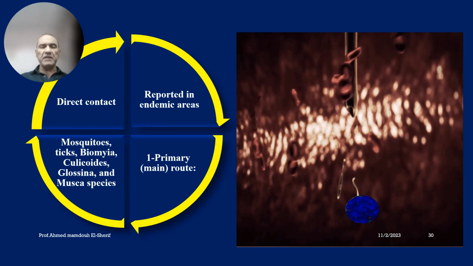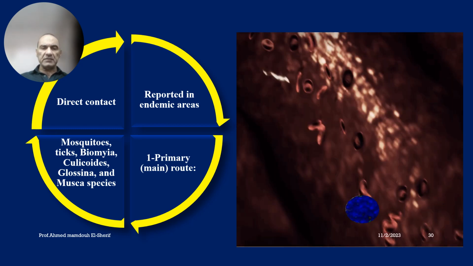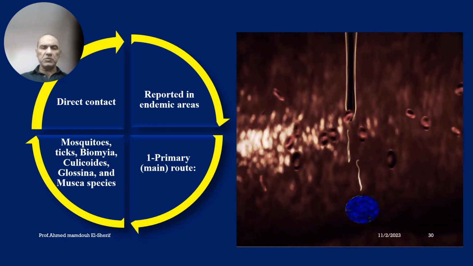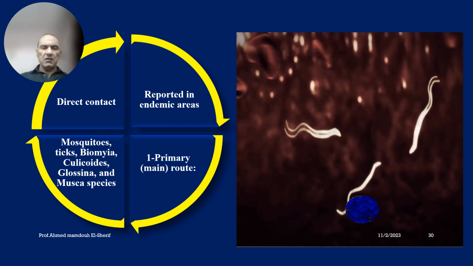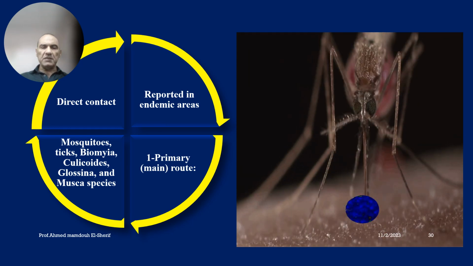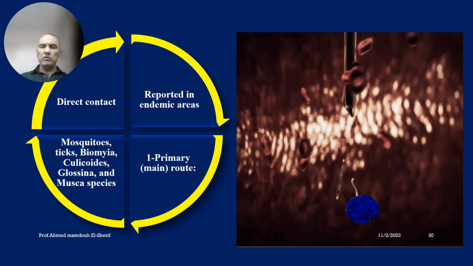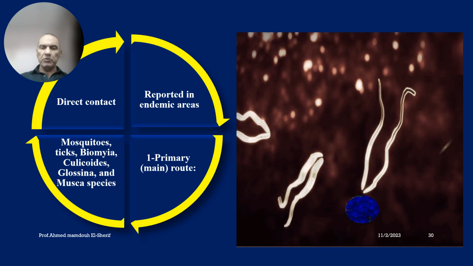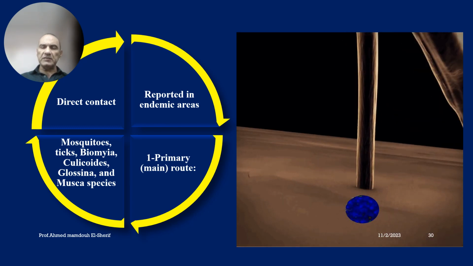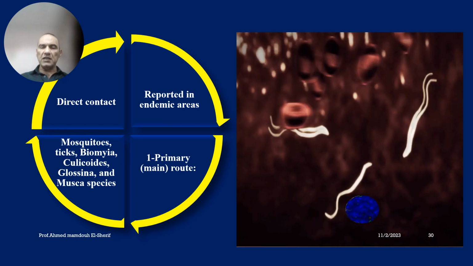Primary or main route of the infection is direct contact, and this is reported in endemic areas where mosquitoes, ticks, Biomyia, Culicoides, Glossina, and Musca species transmit the virus, as appears here in the picture. Mosquitoes put the virus in the bloodstream with other irritant material while sucking blood and then transfer it to another animal.